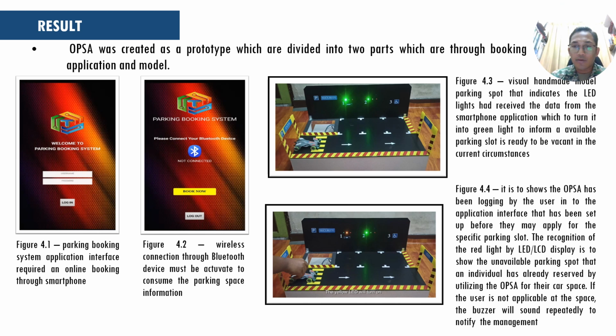The red light on the LED or LCD display shows the unavailable parking spot that an individual has already reserved by utilizing OPSA for their car space. If the user does not arrive at the space, the buzzer will sound repeatedly to notify the management.